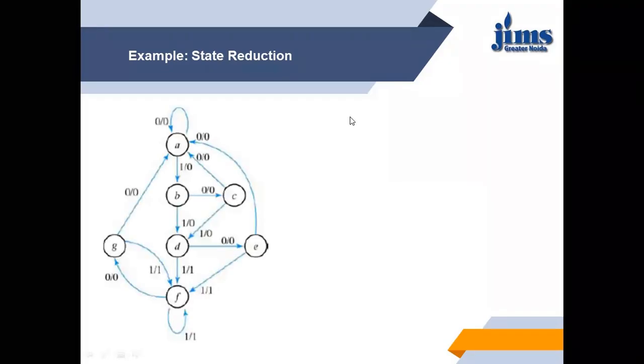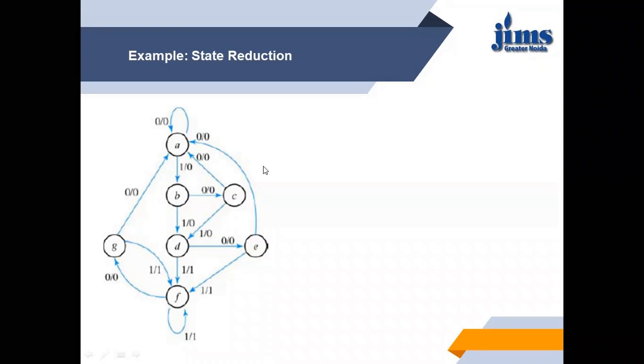Suppose we are given this state diagram, or we have just designed the state diagram. Here we have A, B, C, D, E, F, and G. These are 7 states. We have one input and one output. This is a Moore type of machine. The notation is input oblique output. So the interpretation is like this: if the machine is in state A and the input is 0, then the output will be 0 and it will stay in state A. In state A, if the input is 1, it will go to B and the output will be 0.